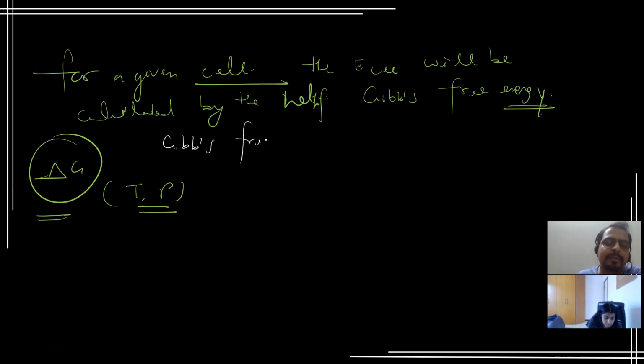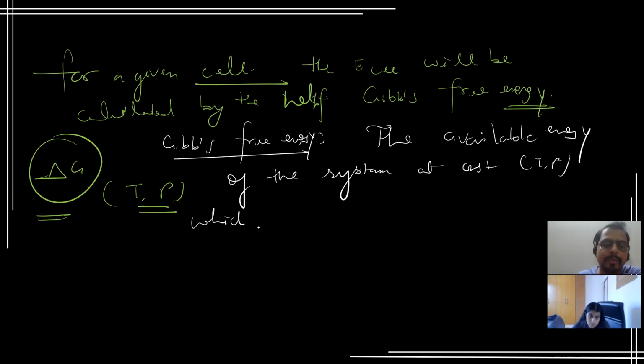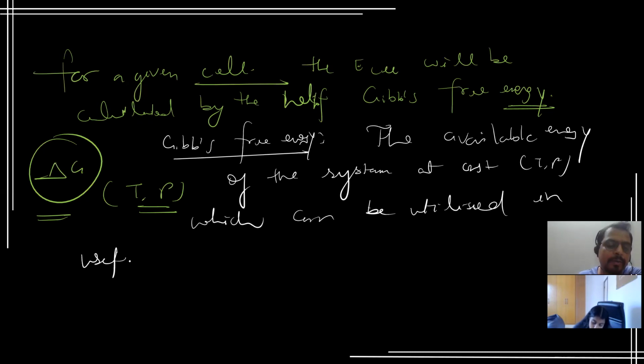It is defined as the total available energy of the system at constant temperature and pressure, which can be utilized in useful work by the system.